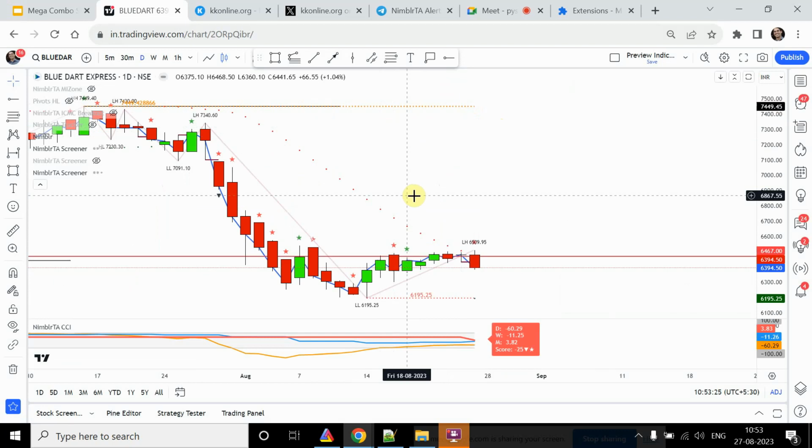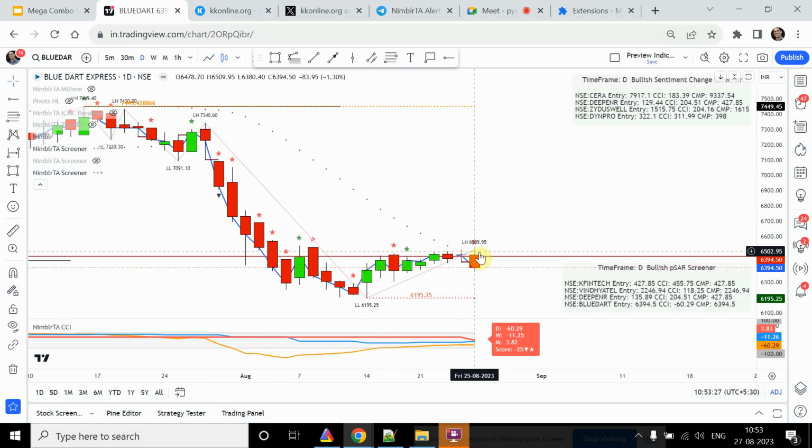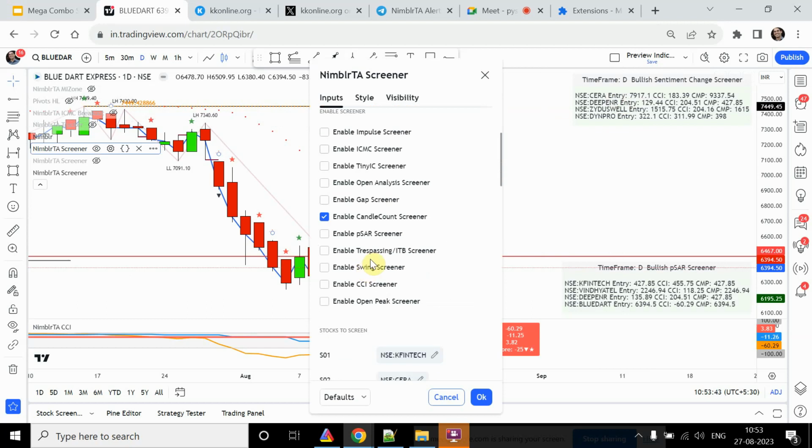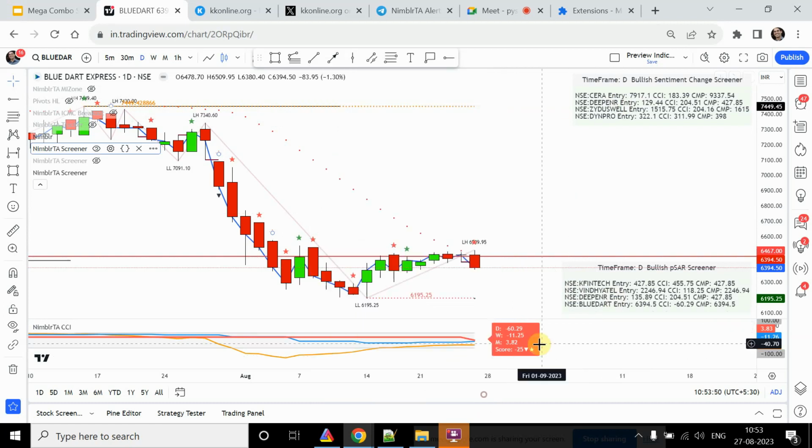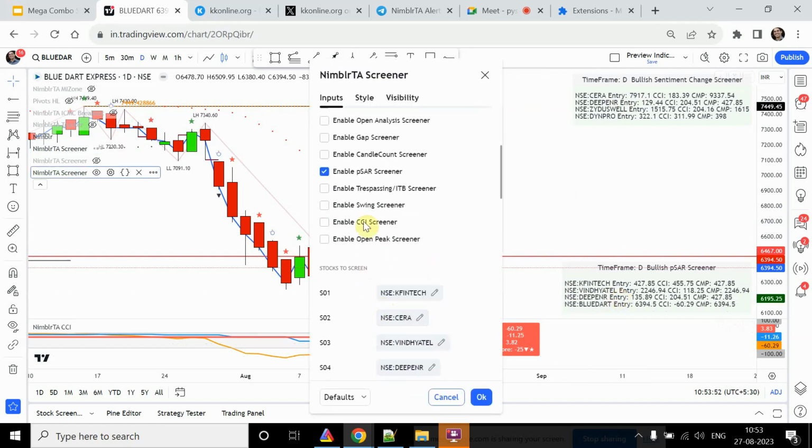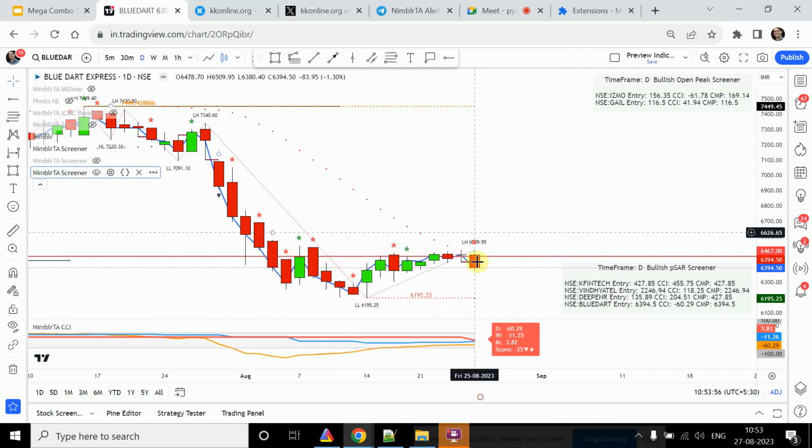On a daily time frame, if we see this value also, although it gave an ICMC breakout, as per the pSAR strategy, it tells us that the pSAR has now reversed. So we would like to see how this stock would go. Now, if we change it further to any other part, for example, open peak we talked about, we can just take it again. And over here, let's take another strategy, that is trespassing, because this probably we didn't talk much about.